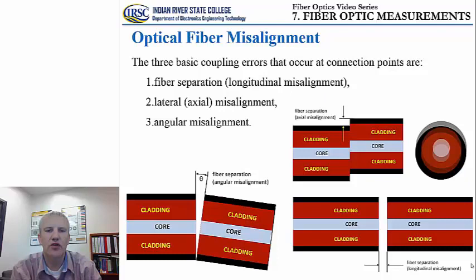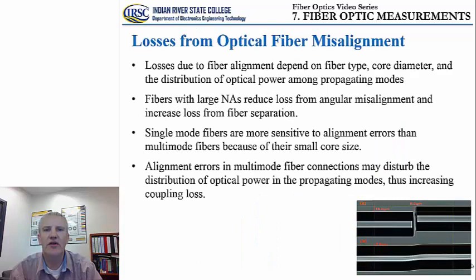Each of these types of misalignments would result in a certain loss of the optical signal, due to the fact that the light would have to go through either an air gap or has to jump from the core into the cladding, which ultimately is going to also, as I said, result in the loss of optical power. Losses due to fiber alignment depend on the fiber type, core diameter, and the distribution of optical power among propagating modes. So there are different aspects that have to be taken into account. If you're talking about fibers with large numerical apertures, these types of fibers would reduce loss from angular misalignment and on the other side increase the loss from fiber separation.